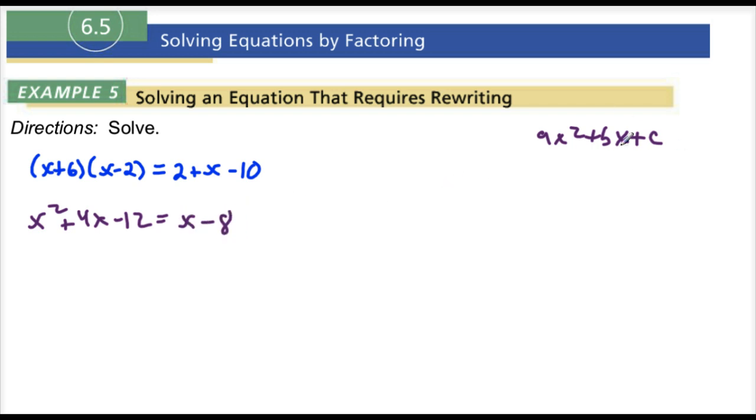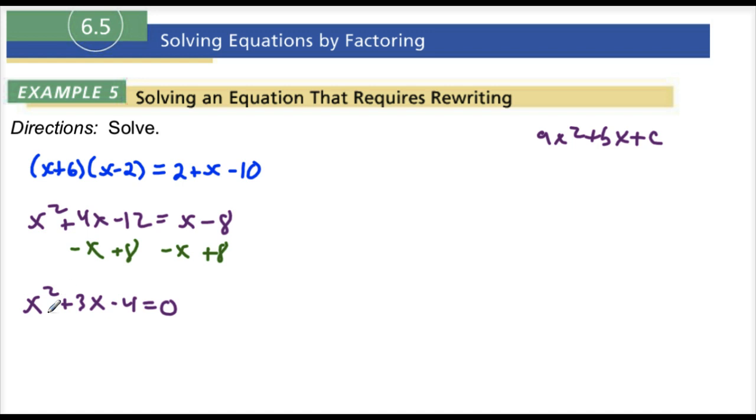So x minus 8. Great. So again, if you want it to look like this, we have to write these two terms on the left side. So I'm going to go ahead and subtract x, and I'm going to add 8. I'm just going to do two steps in one line here, just for the sake of time. And then I get x squared plus 3x. So it's 4x minus x, 3x, and then negative 12 plus 8 is minus 4, equals 0.